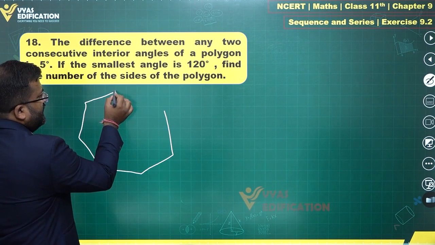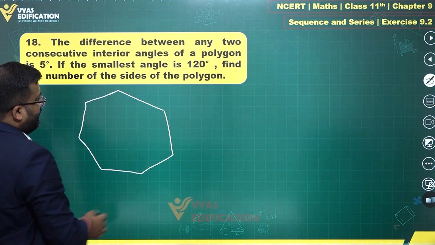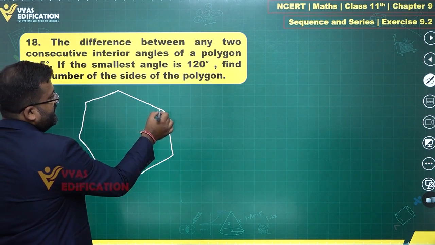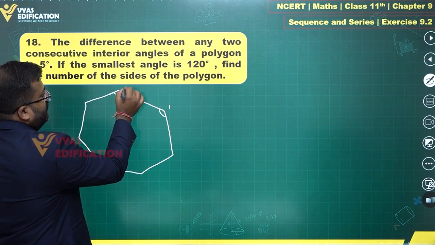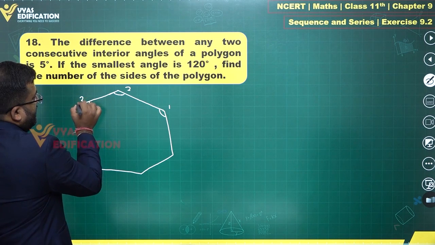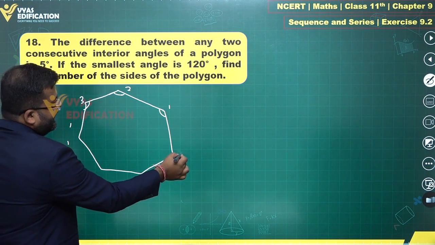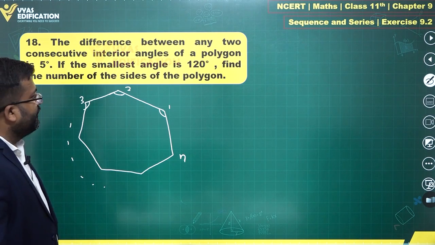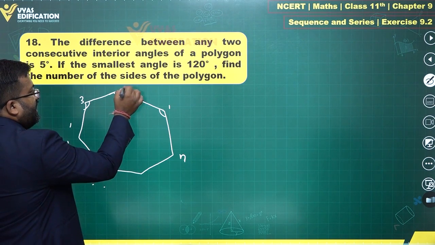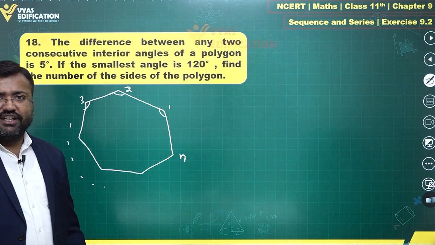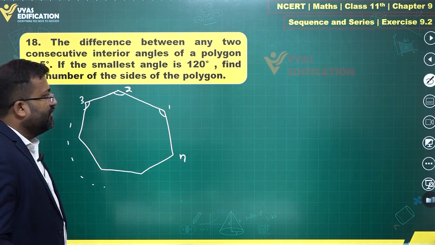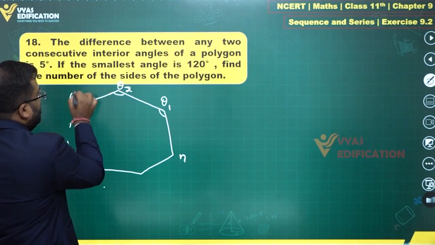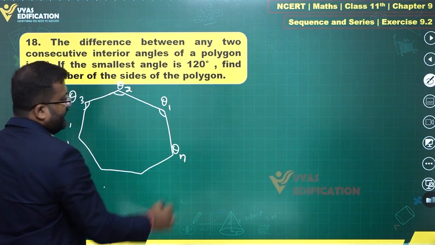So let's draw this polygon over here. Let's see. So the sides or the angles for that matter, let's call this angle 1, this angle 2, this angle 3, and so on. This is the nth angle, let's suppose. Right? This is the nth angle. We can call them theta 1, theta 2, theta 3 as well, because angles are denoted by theta. So you can call this theta 1, theta 2, theta 3, and correspondingly theta n.